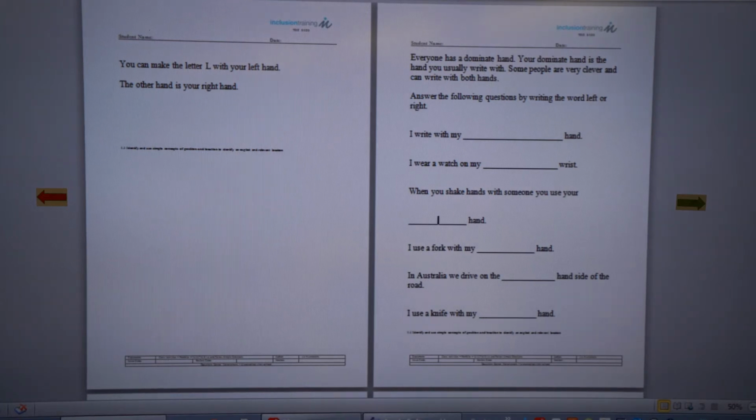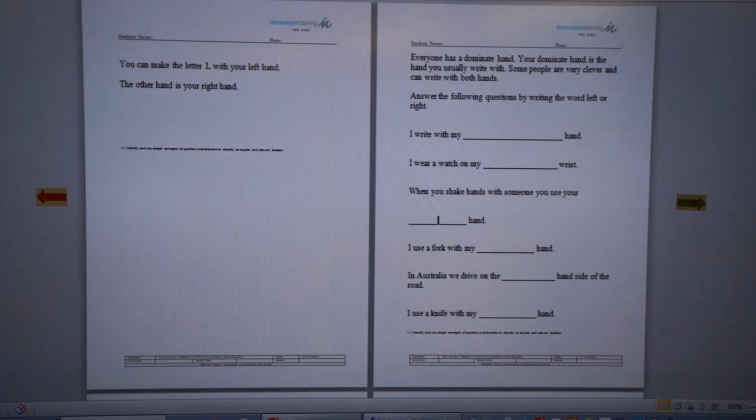Your dominant hand might be your left hand. You might write with your left hand. Or your dominant hand may be your right hand. You might write with your right hand. Okay, here's a set of questions that you just need to read each one. I'll read them first, and then that'll give you an opportunity to do this exercise and write your answers.